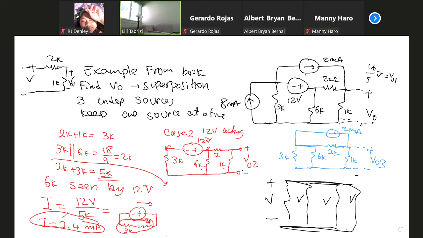Now let's go back to the circuit and show this current. This is the current coming from the source. This current is arriving at this node. What do you see in front of this node? 2 and 1 in series, and 6K.